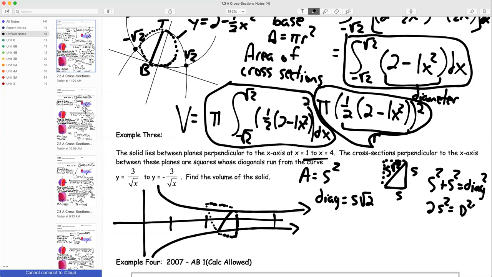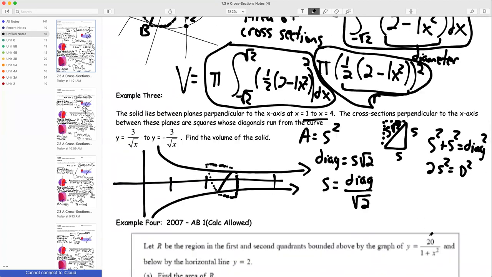Okay, so look, since my area formula is in terms of s, I'm going to solve for s, and I'm going to write this as s is equal to the diagonal over the square root of 2. Everybody okay with that? All I did was solve for s. Well, hold on. So now I'm going to take this and substitute it into my equation. So I've got the diagonal over the square root of 2 squared. Why is it squared again? Oh, it's the area of a square.